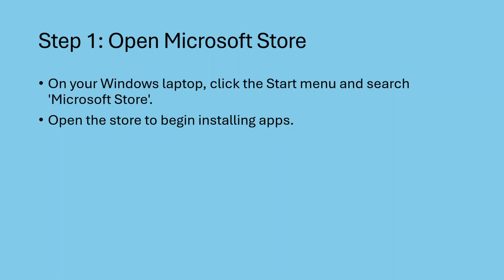Step 1. Open the Microsoft Store. On your Windows laptop, click the Start menu and search Microsoft Store. Open the store to begin installing apps.